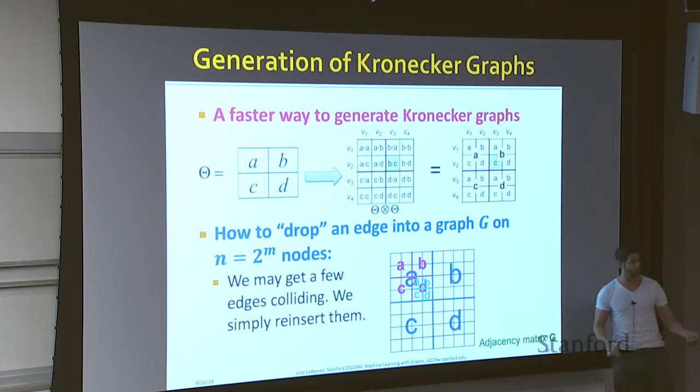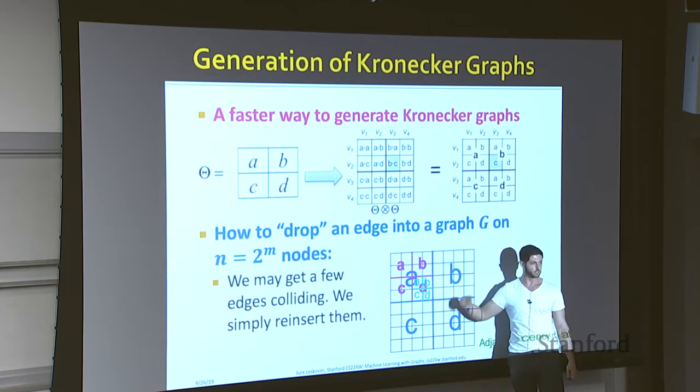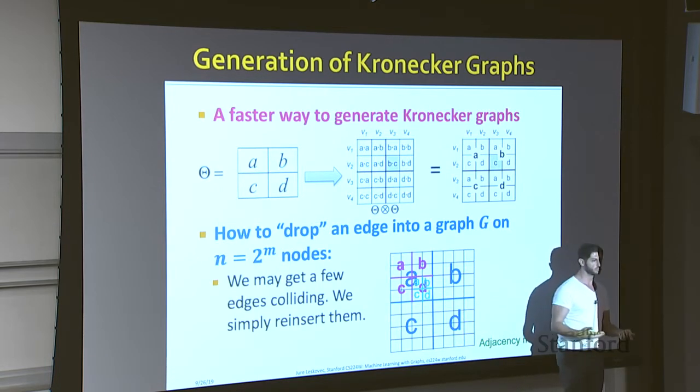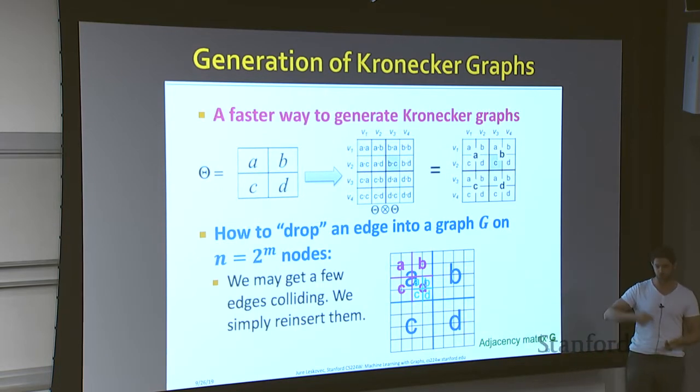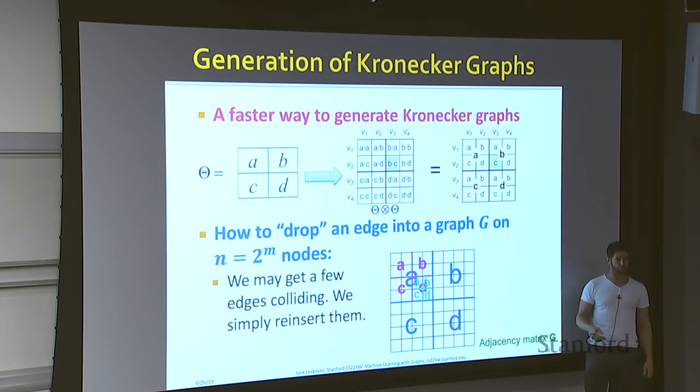You might be wondering, what happens now if there are edges colliding? Because before, the initial strategy that we had to generate the stochastic graph model was to go cell by cell and flip a biased coin. Now here, there is a chance that we might end up in this cell twice. We just reinsert it. It's not a problem at all. So we just reinsert in case there is a collision. And again, given the argument of sparsity, this happens very rarely, less than 1% of the time.